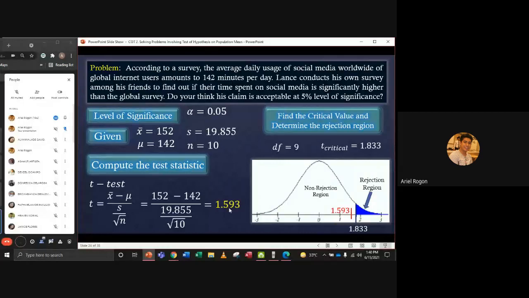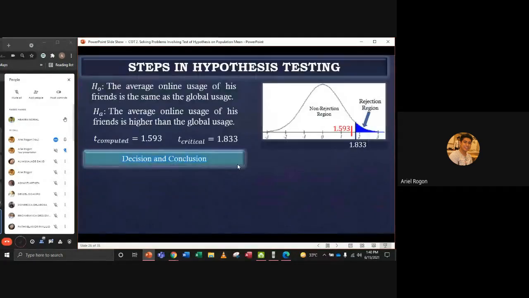So let us proceed now to our decision. So based dyan sa graph na yan, ano yung magiging decision natin? We fail to reject the... Okay, who'd like to answer? David. Yes, David? What will be our decision? Since the computed value is less than... Okay. Go ahead.